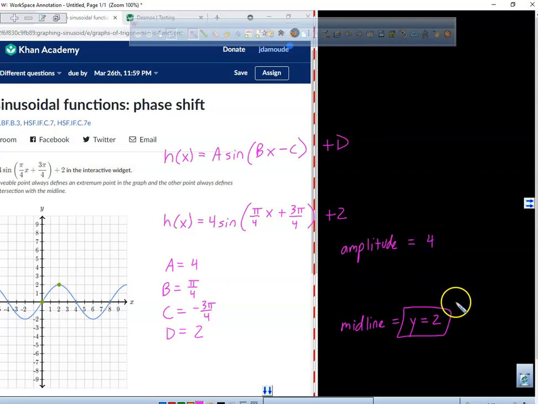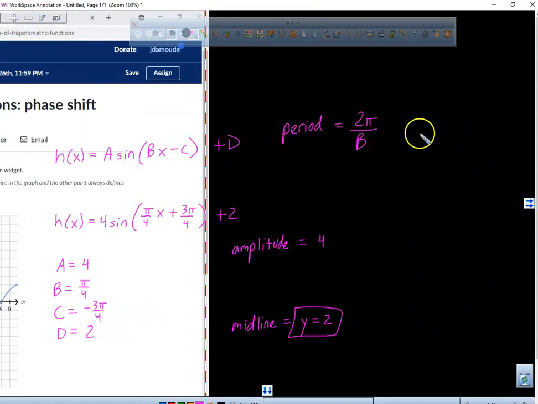Okay. Now this is where it gets a little bit tricky. We have to find the length of our period. So how do we find the length of our period? We know it's 2 pi over the b value. So 2 pi over our value of b, which is pi over 4. What am I going to have to do to the numerator and the denominator? Multiply it by its reciprocal. Very good. So 4 over pi and 4 over pi.